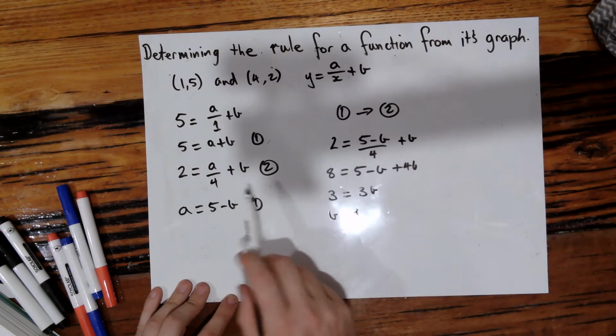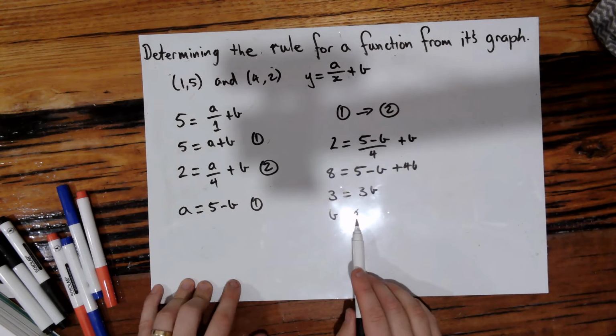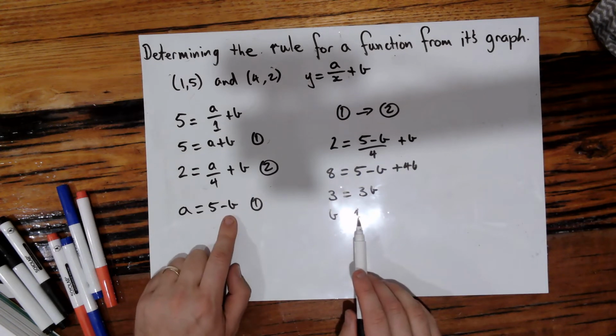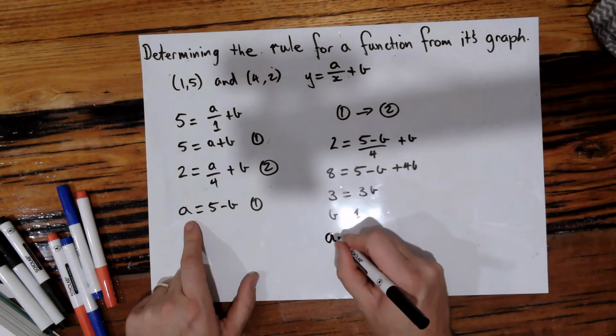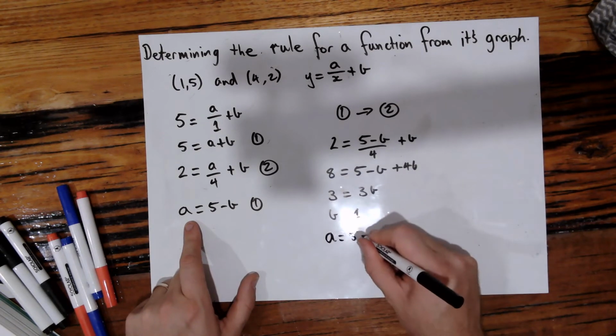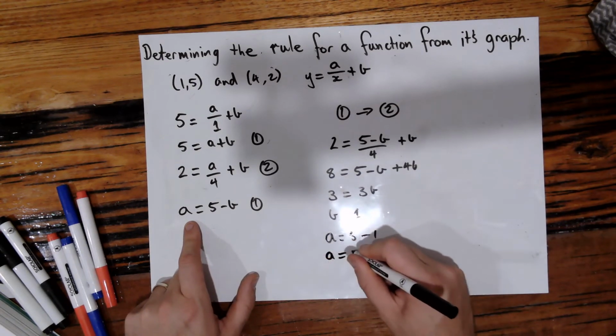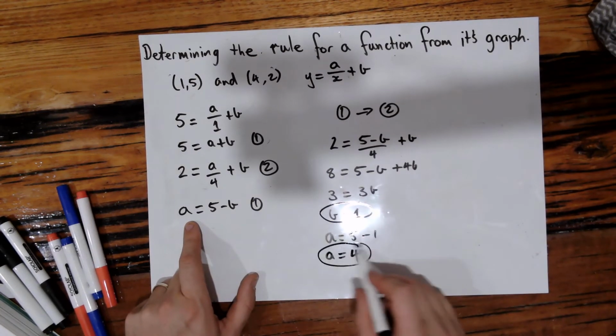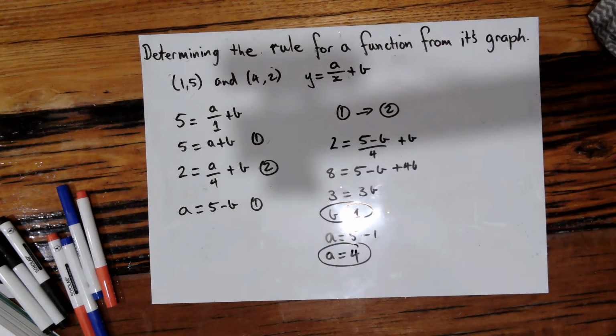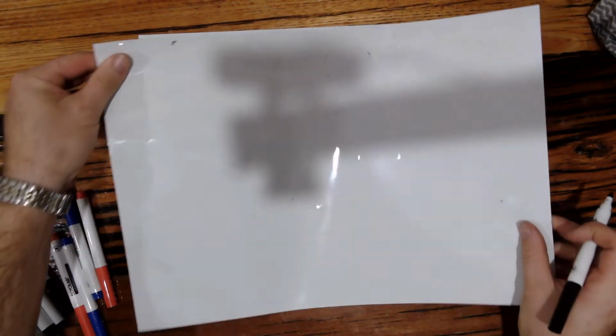Okay, and I can sub my value for b back into equation 1 that's rearranged, because that one's already been rearranged for a. So then we get a equals 5 minus 1, which is 4. So our values for a and b are: a is 4 and b is 1. We'll have a look at another worked example as well.